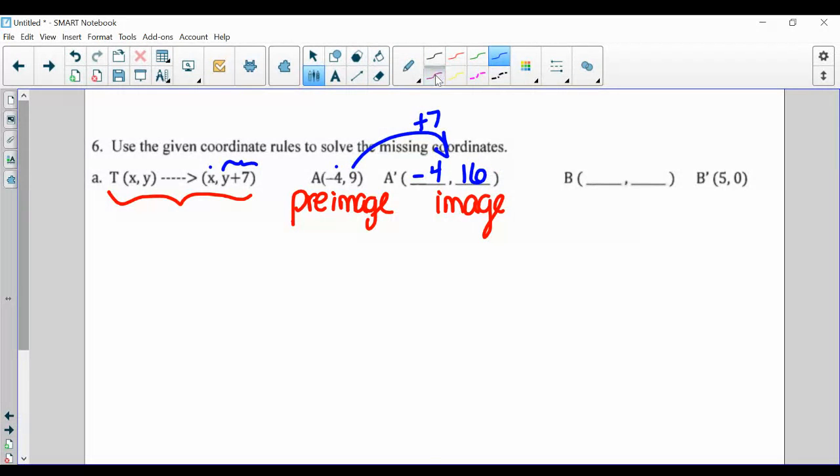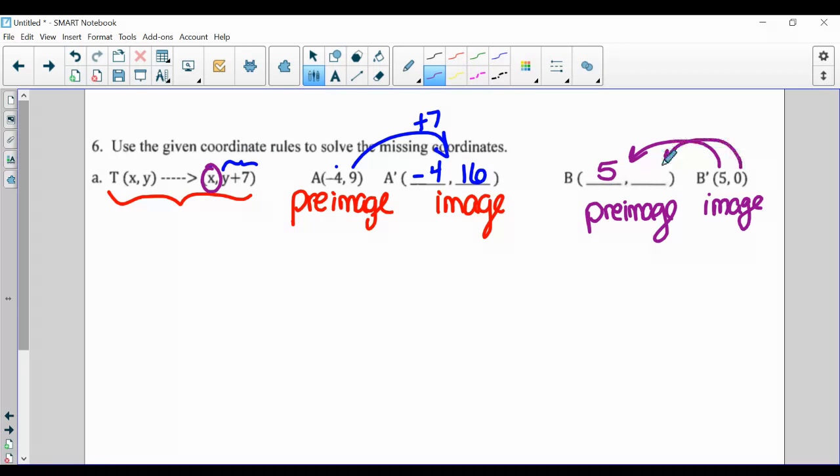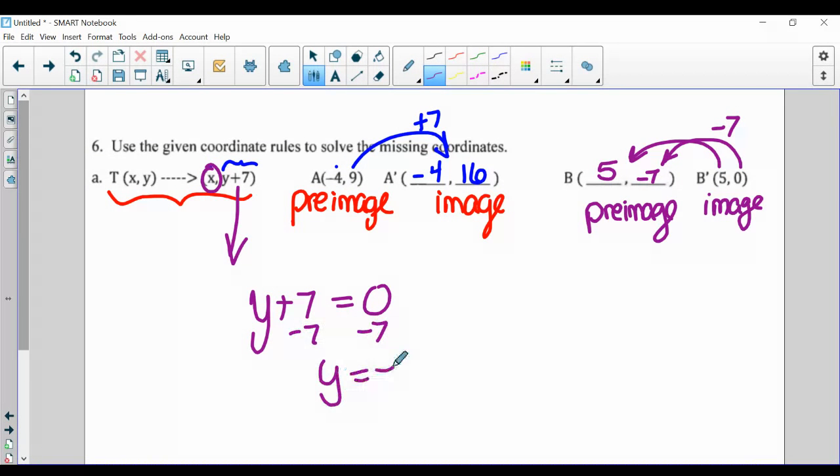The second part of this can be a little bit more challenging because we're going backwards. I gave you the image, and you want to go back and find the pre-image. Now, for the first part of this, it's pretty easy because x stayed the same. So 5, you can backtrack and say, all right, it was 5. But for 7, to get to 0, you had to add 7 to y. So to go backwards, you're going to do the opposite operation and say minus 7. So 0 minus 7 is negative 7. Your other option is to take y plus 7 and set it equal to that 0 and then solve. And that's another way to get negative 7.